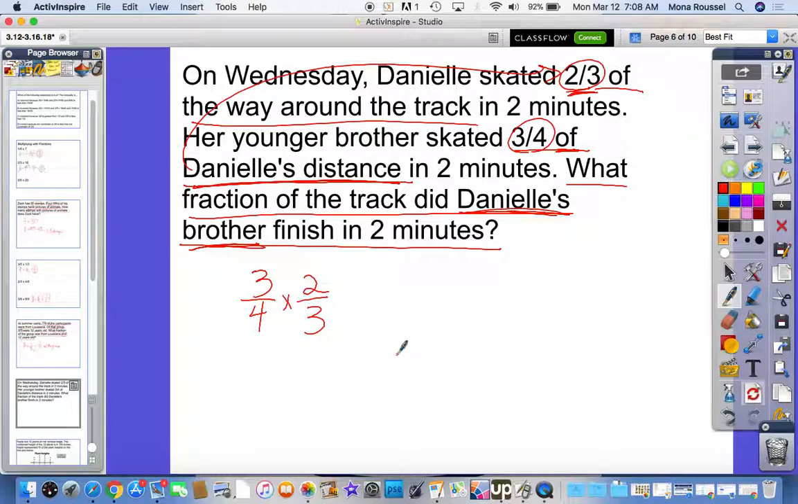If we see if we can cancel, we notice we have 2 3s here. 3 goes into 3 once, 3 goes into 3 once. Those cancel quickly. Now when we look at the 2, we know nothing's going to cancel with this 1 down here, but 2 and 4 can both be canceled because 2 can go into 2 once, 2 can go into 4 twice. And we multiply, 1 times 1 is 1, 2 times 1 is 2. 1/2 is not improper and it cannot be reduced. So her brother went 1/2 of the way around the track.